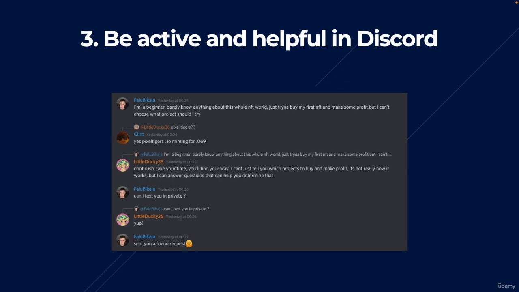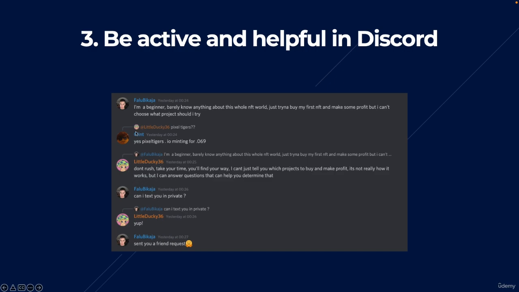So you can see in this Discord I was in the other day, actually last night, it says yesterday, this person was saying, "I'm a beginner, barely know anything about this whole NFT world, just trying to buy my first NFT and make some profit, but I can't choose what project I should try." Then someone replied to a previous message, Clint, but below that we had this user: "Don't rush, take your time, you will find your way. I can't just tell you which projects to buy and make profit. It's not really how it works, but I can answer questions that help you determine that. Can I text you in private?" "Yup. Sent you a friend request."